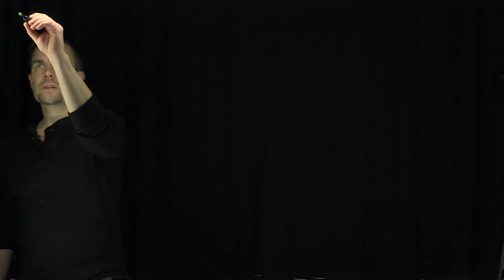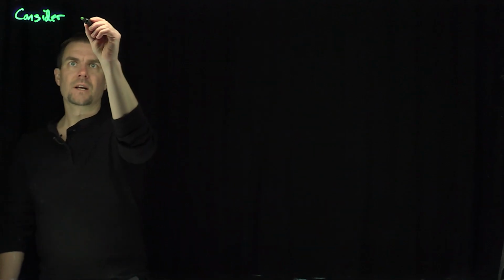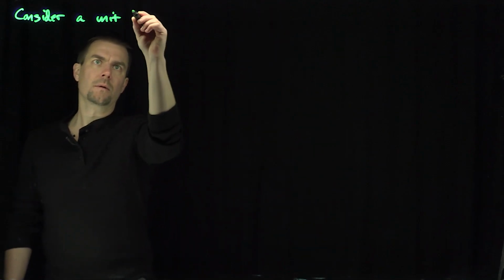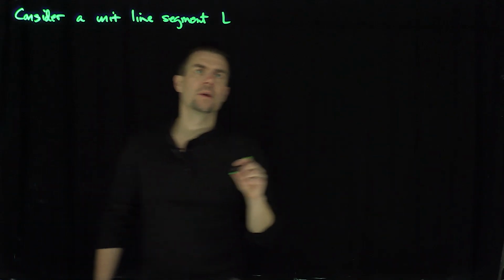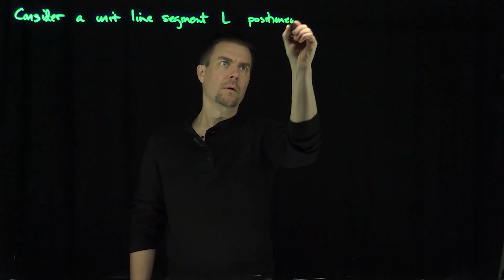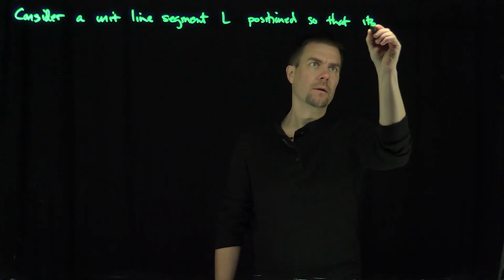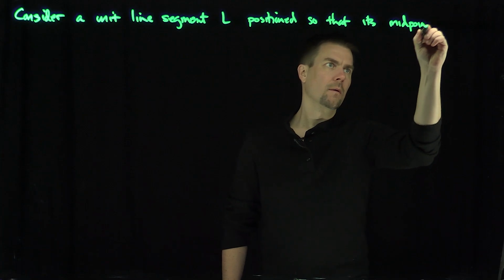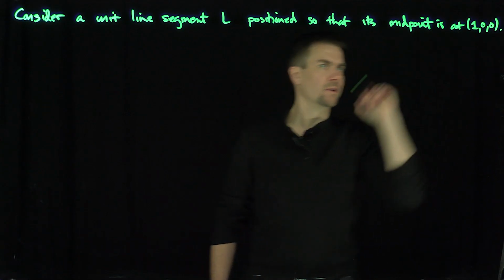Hello students, in this video we'll see an example of a non-orientable surface called the Mobius band. So let's consider a unit line segment, let's call it L, positioned so that its midpoint is at (1, 0, 0).